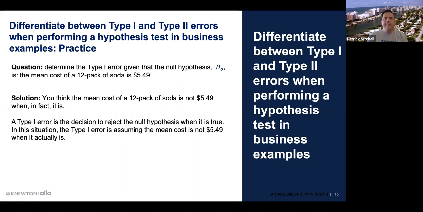All right, determine the type 1 error given that the null hypothesis is the mean cost of a 12-pack of soda is $5.49. So a type 1 error is rejecting a true null hypothesis. So that would mean that the mean cost of the soda is actually $5.49, but we conclude that it's not. So you think the mean cost of a 12-pack of soda is not $5.49 when in fact it is. That would be a type 1 error.